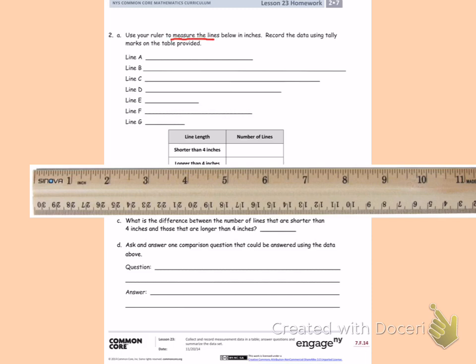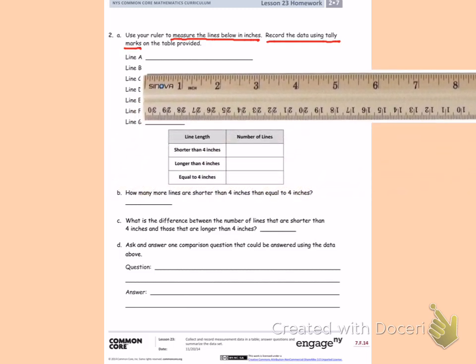Measure the lines below in inches. Record the data using tally marks. Now let's go ahead and measure line A. As you can see, I've inserted a picture of a ruler.